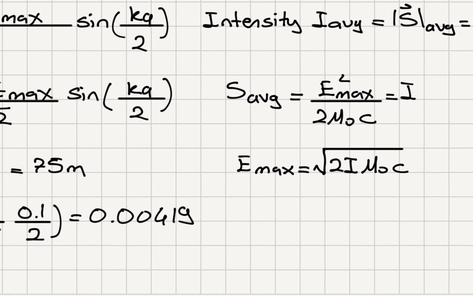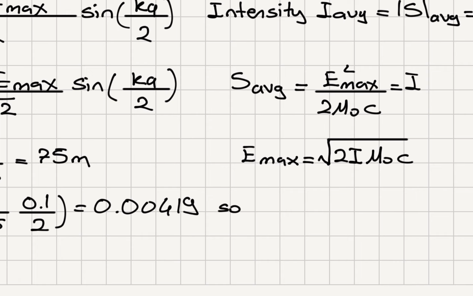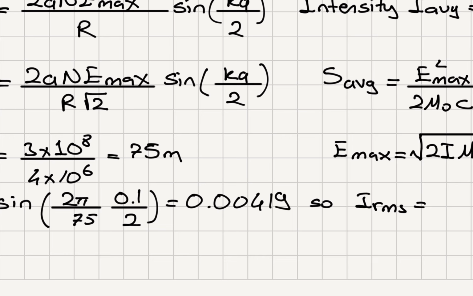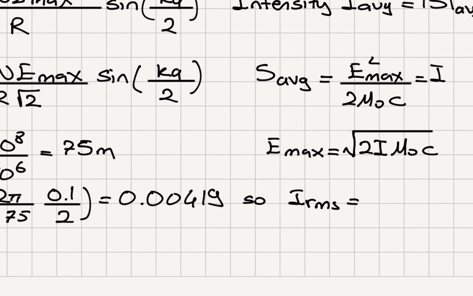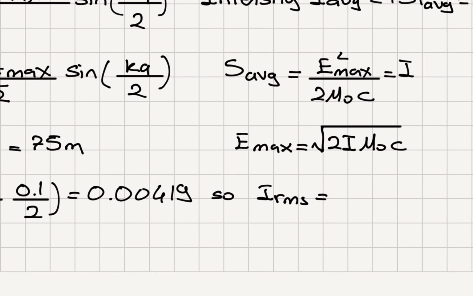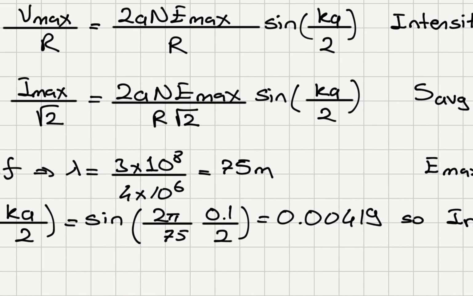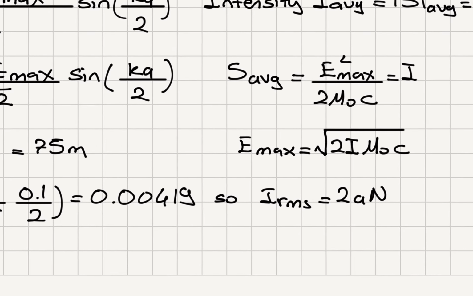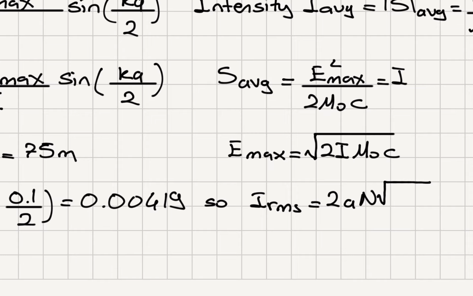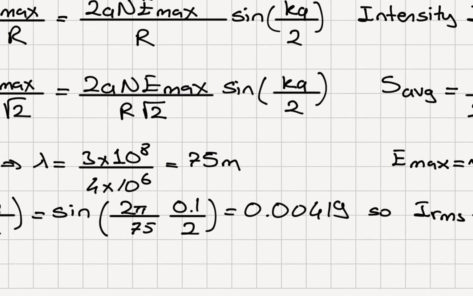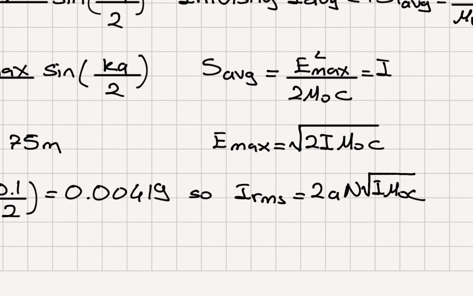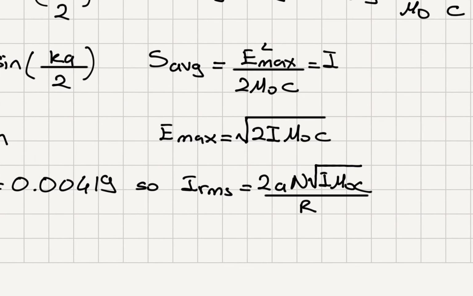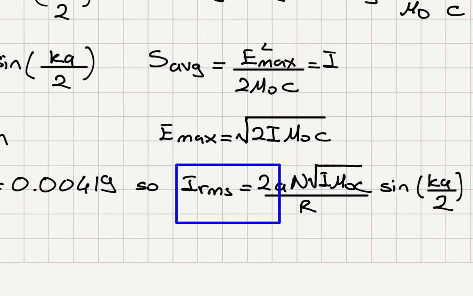So we also have sine Ka over 2 here. I RMS is going to be 2AN times E max over square root 2, which gives us the square root of I mu 0 C, and then divided by the resistance R, times sine Ka over 2. So this is our RMS current.